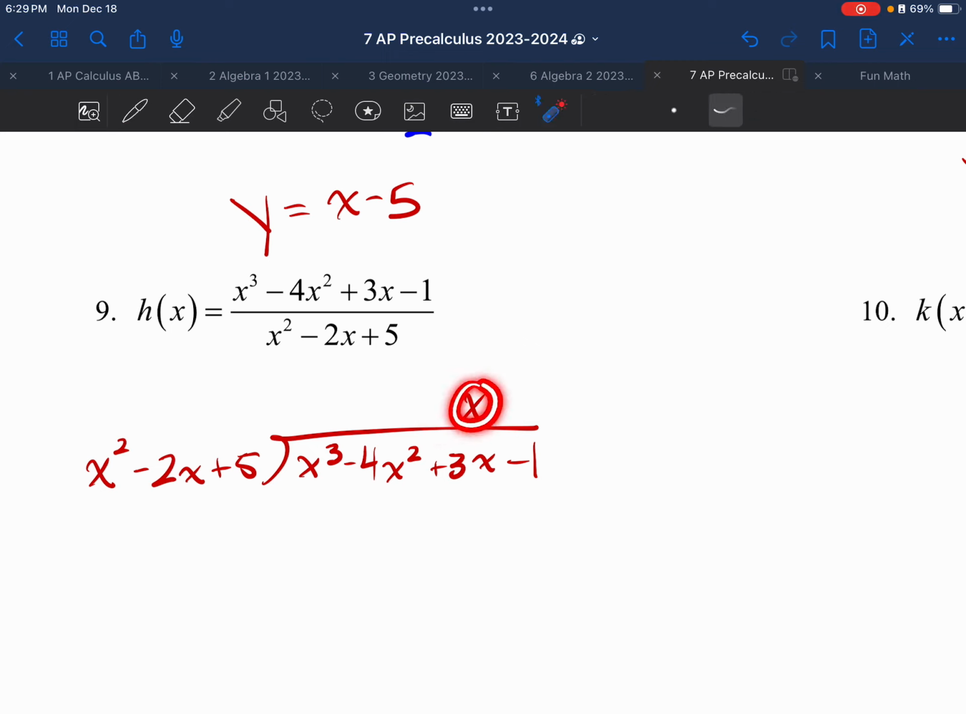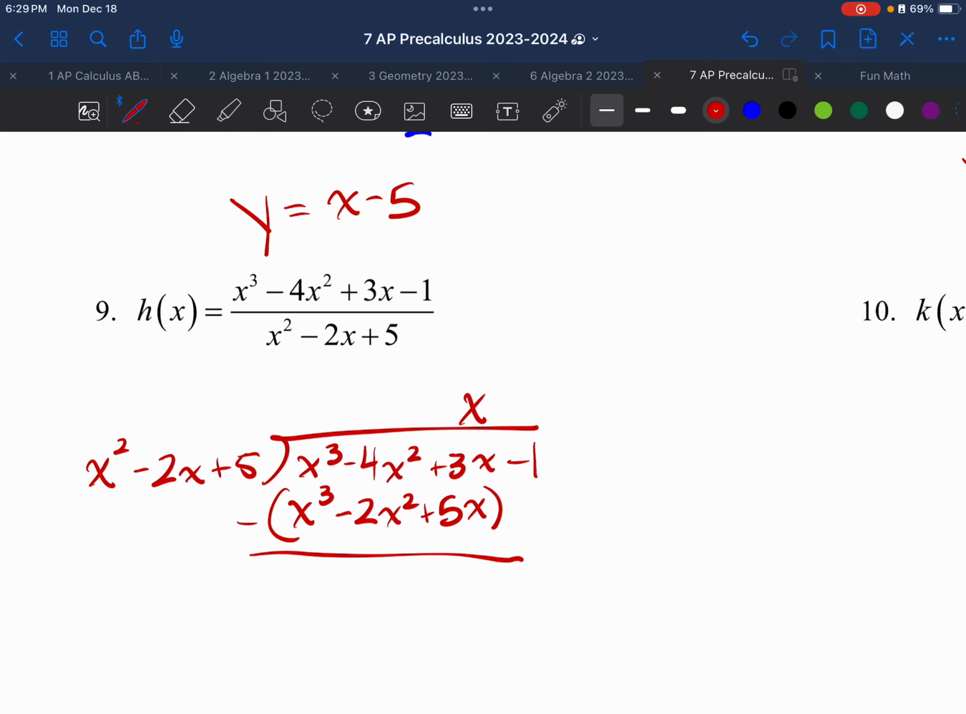So I need to multiply this x by all 3 of these things. Here we go. X times x squared is an x cubed. X times negative 2x is a negative 2x squared, and then x times a 5 is a 5x. It's going to be positive 5x. And that entire trinomial is going to be subtracted from the term above, and we're going to cancel out the first one.